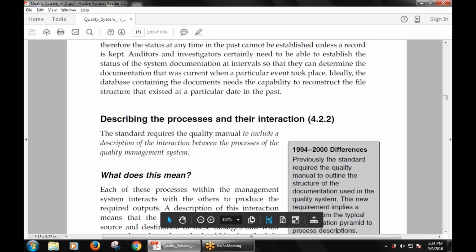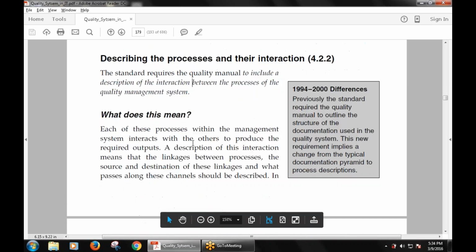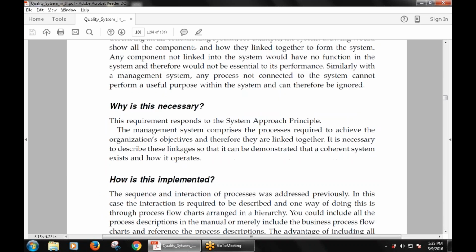Then describing the processes, what are the various processes and how their interaction will be carried out, that is, to include a description of the interaction between the processes of the quality management system, that is how we are going to improve the quality management system. What are the various processes, and how do they interact within the quality management system. And why is it necessary? It is necessary for the system approach principle.